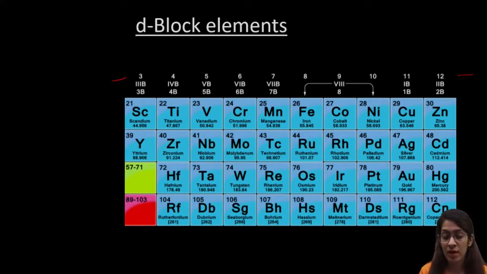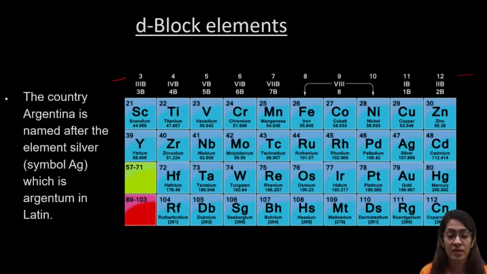Now these D block elements have certain properties as well. You see here this element, argentum. The country Argentina is named after the element silver, which in Latin we call argentum.